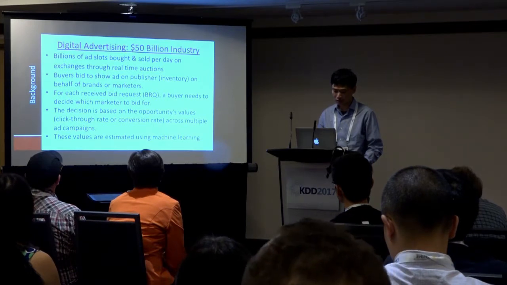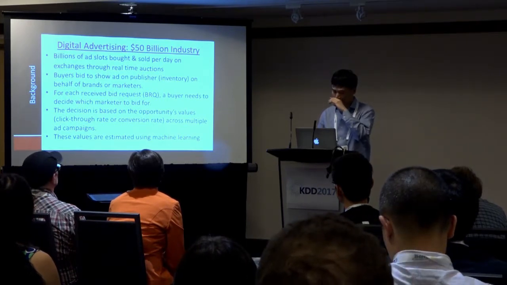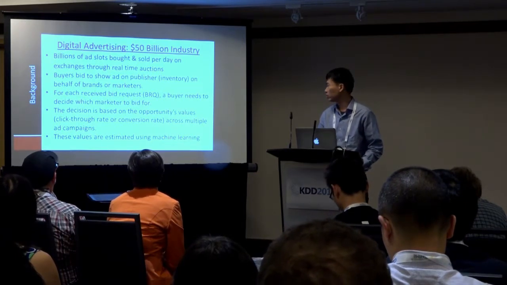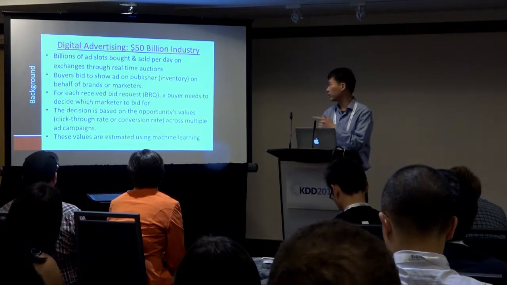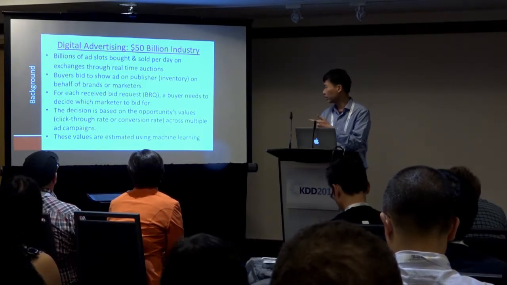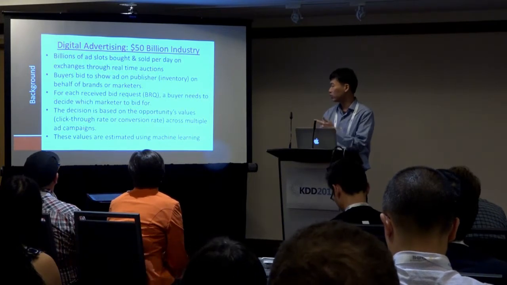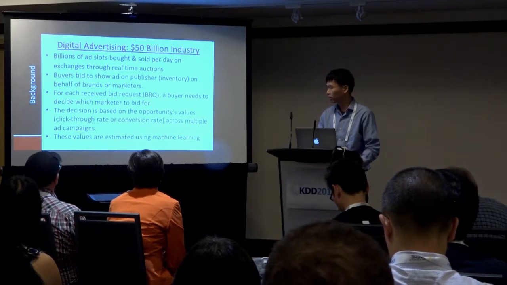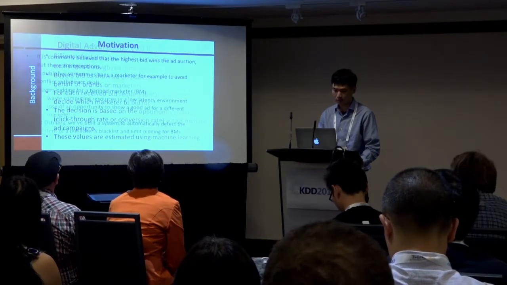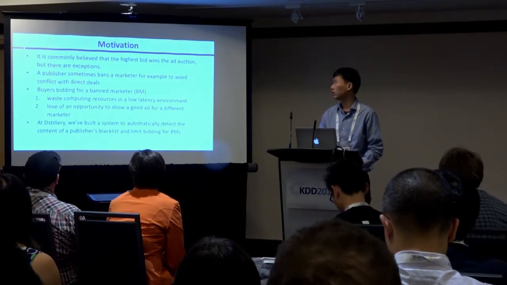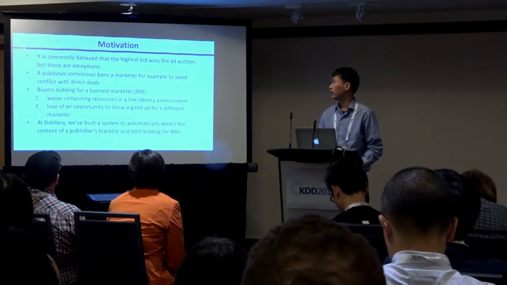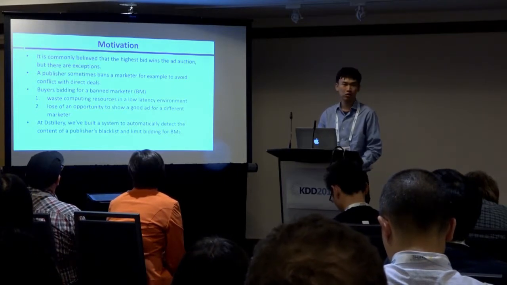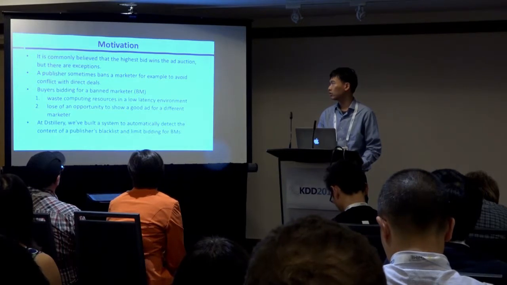And all these decisions are based on the bid request's values, such as click-through rate or estimated conversion rate across multiple ad campaigns. There are a lot of papers about how to estimate a conversion rate or click-through rate using machine learning. You can do logistic regression, you can do trees. There are a lot of papers about those. My talk is not about estimating the values. It's more about win rates. So it's commonly believed that the highest bid will win the auction in the exchange, but there are exceptions.